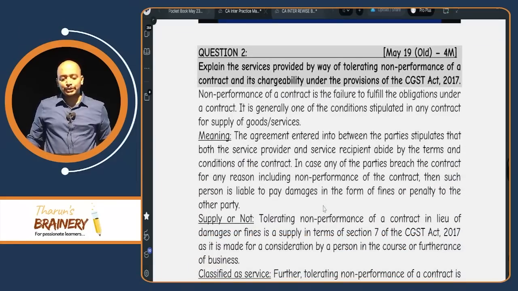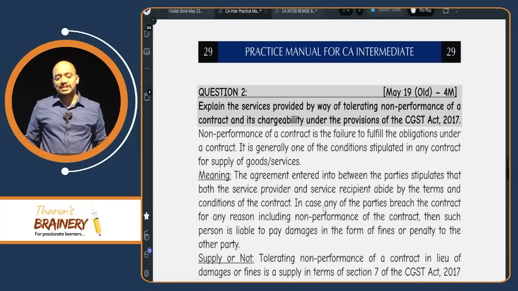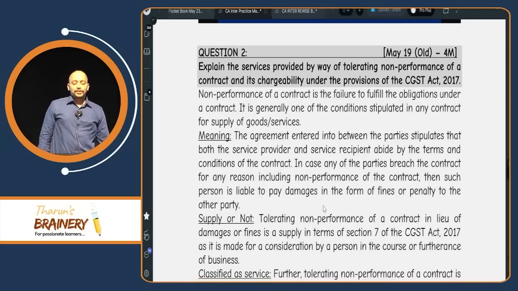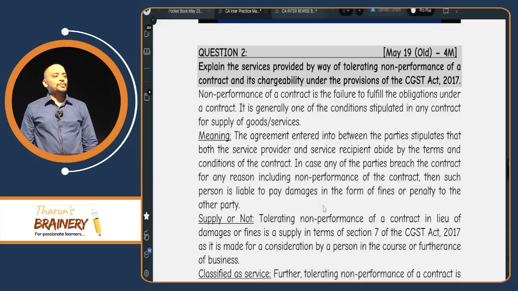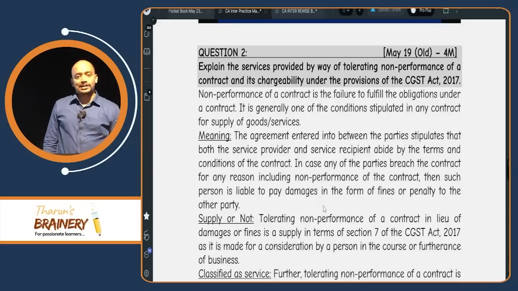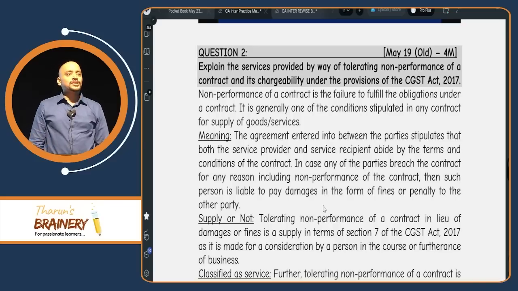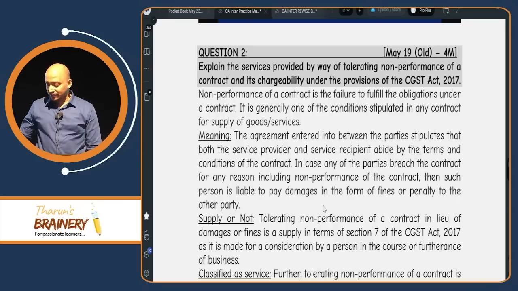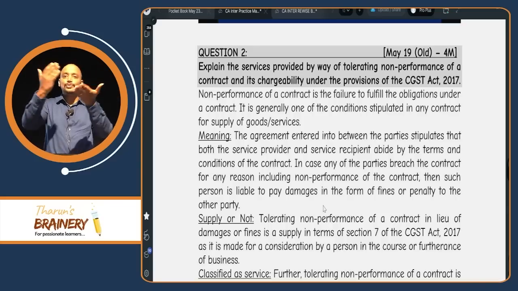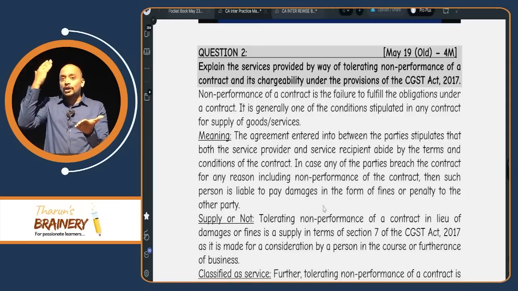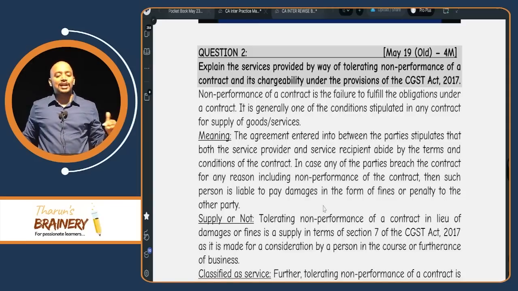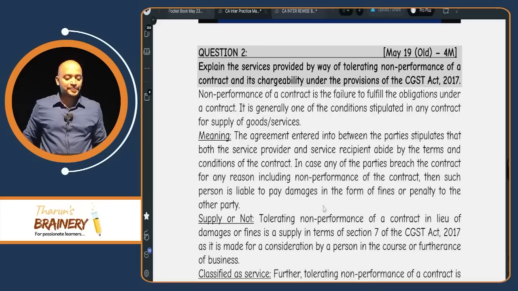Then question number 2. Explain the services provided by way of tolerating non-performance of a contract and its chargeability under the provisions of CGST Act. So whenever there is non-performance of a contract, means what? Breach of a contract. Upon non-performance of a contract or breach of contract, what will happen? As per contract, you need to do certain things. If you are not doing those obligations, then it will be called as non-performance of a contract.